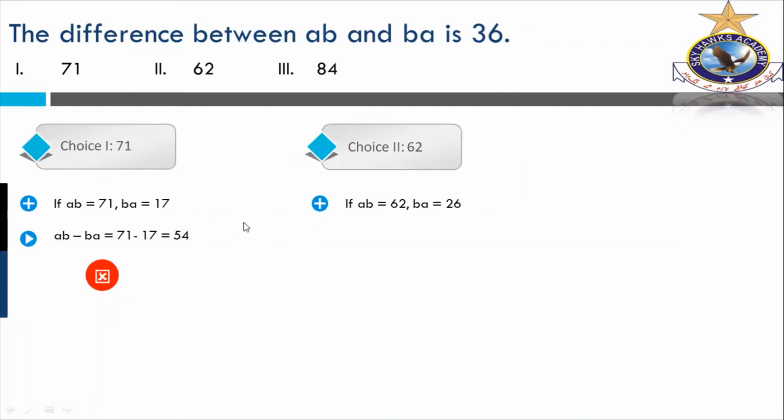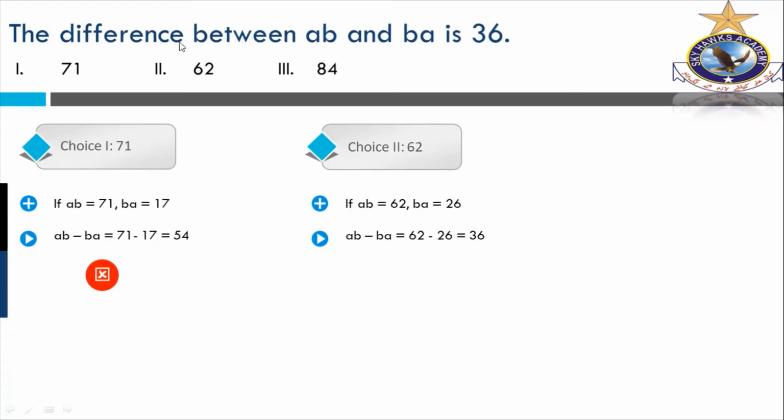Now let's see if we are just opting for the second choice, that is 62. Now let's see with the same given information that AB is 62 and BA, if we are reversing the order of the digits, we'll get 26. So in this way, once again, we will have to make use of that given condition, that we are just going for the difference. This is the difference, AB minus BA. So we are just putting over here, we are getting 36. So the difference between AB and BA is 36.